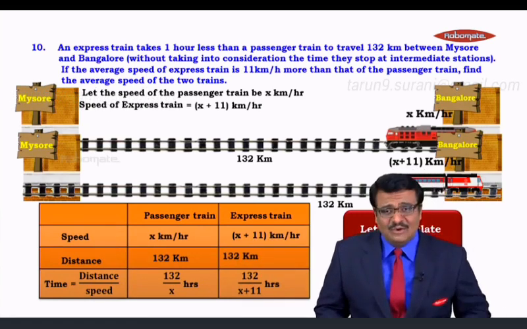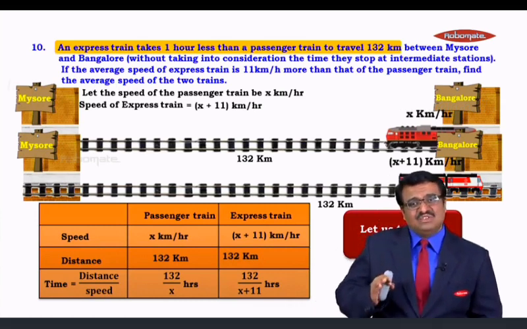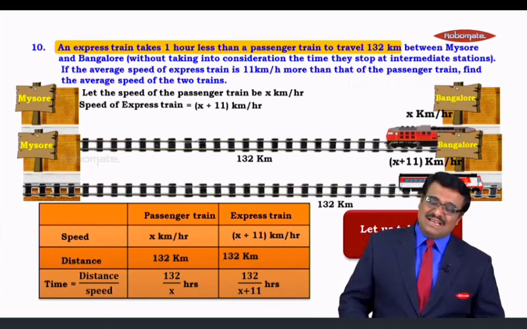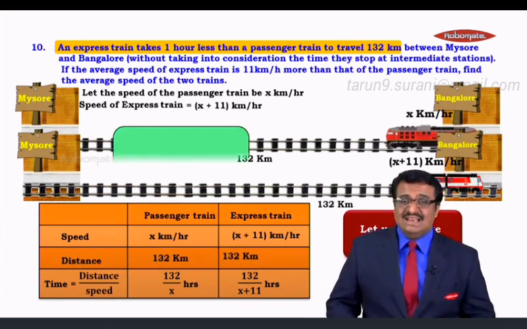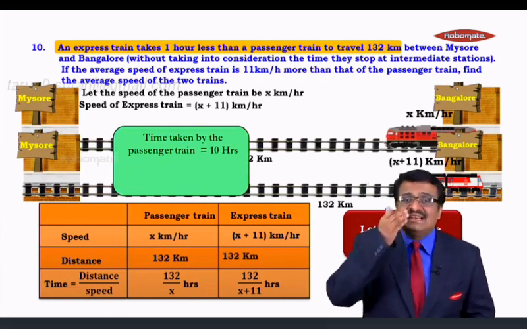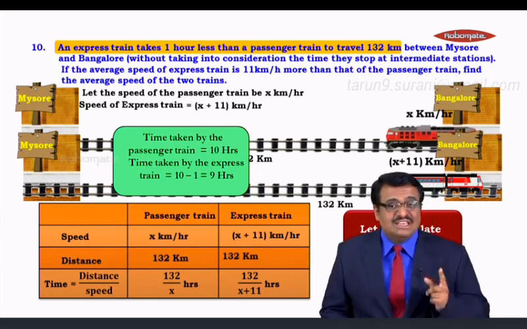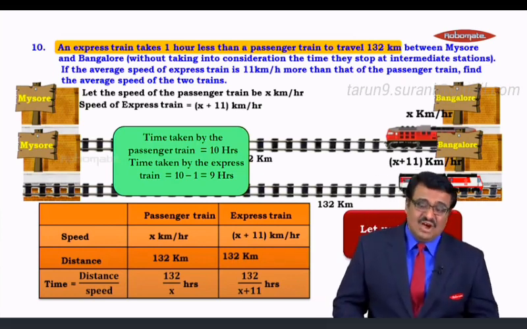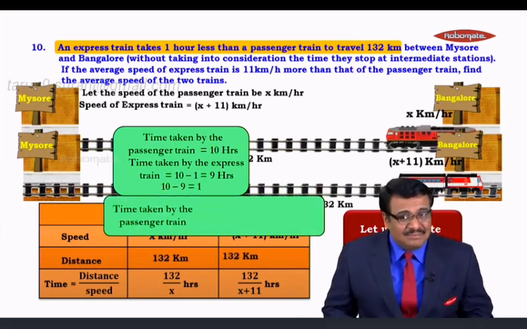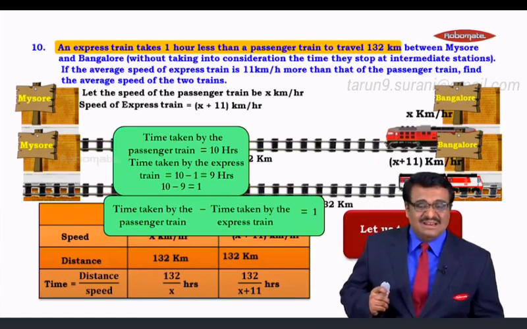Now let us try to form the equation. In the first line it is said, an express train takes 1 hour less than the passenger train to travel 132 kilometers. Express train takes 1 hour less. For example, the time taken by the passenger train is 10 hours. The express train will take 1 hour less, means it will take how many hours? 10 minus 1, 9 hours. Or can we see 10 minus 9 is equal to 1? Or can I say the time taken by the passenger train minus the time taken by the express train is equal to 1 hour.